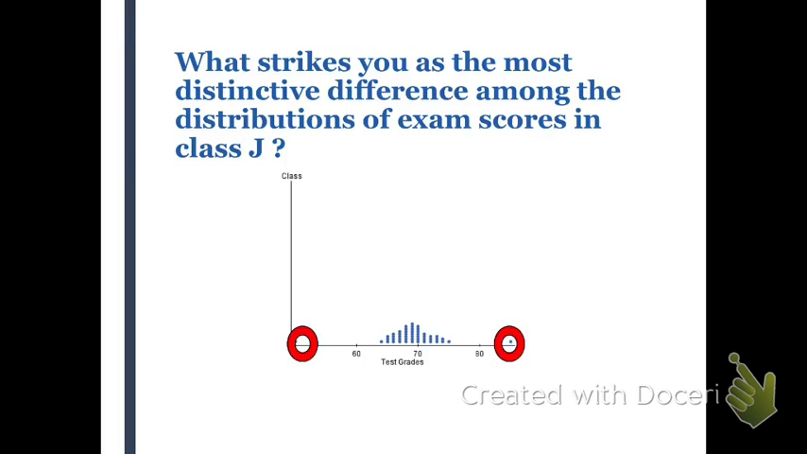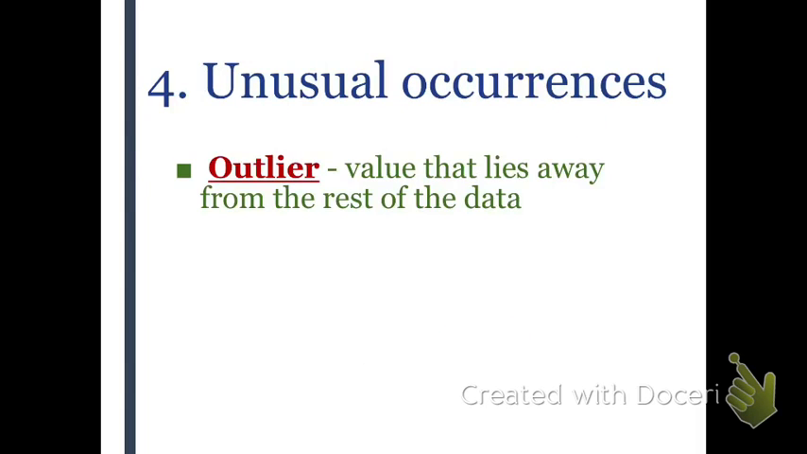Okay, last thing. This is the U. The U stands for unusual occurrences. So we talk about outliers, gaps, or clusters. Outliers are just values that lie away from the rest of the data. Now, we don't know how to mathematically calculate an outlier yet.